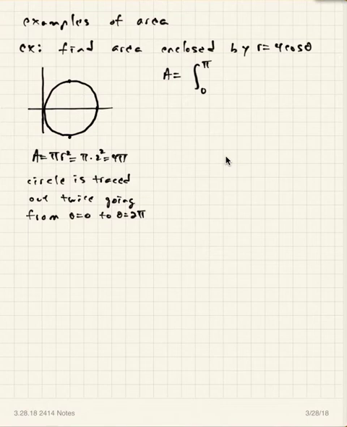For circles that go through the pole like this, they're traced out twice from 0 to 2 pi. So we integrate from 0 to pi, and we have our formula, 1/2 r squared d theta. This is actually easier than the arc length problems we were just doing. This is just 1/2 times r squared, so this is 1/2 times 4 cosine theta squared d theta.